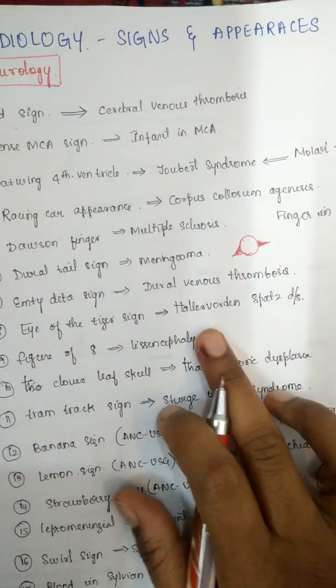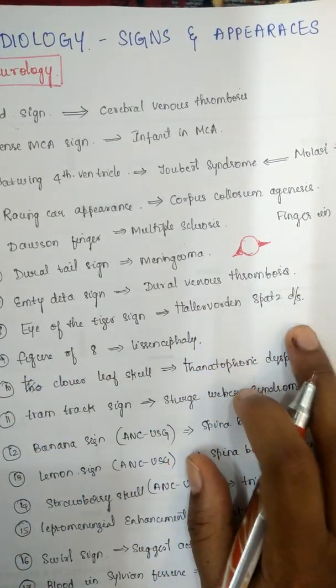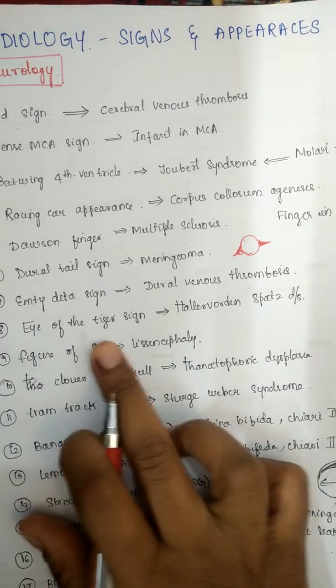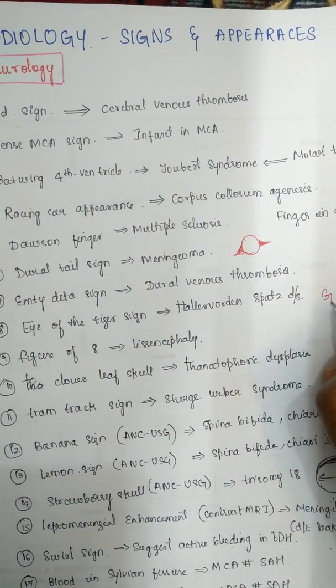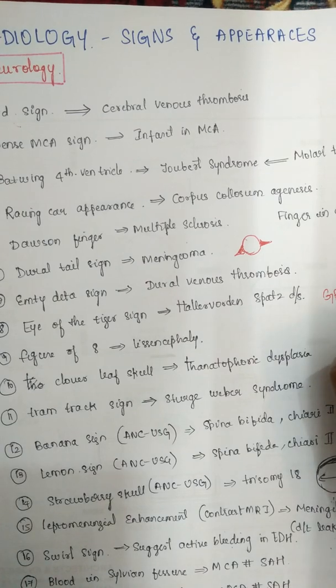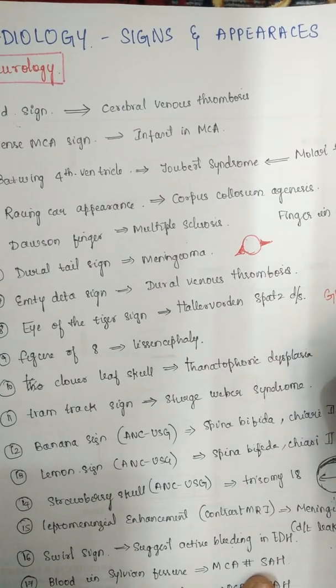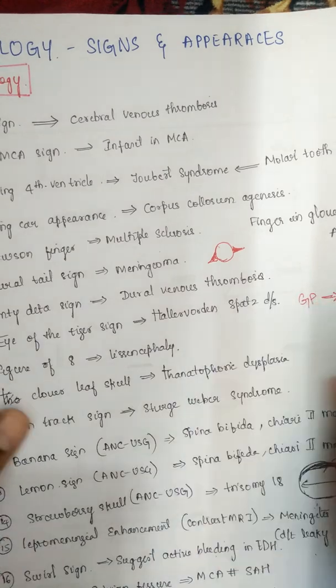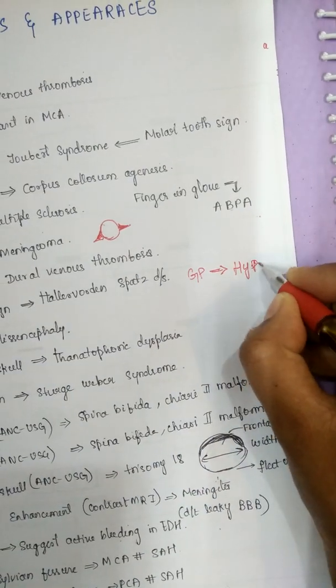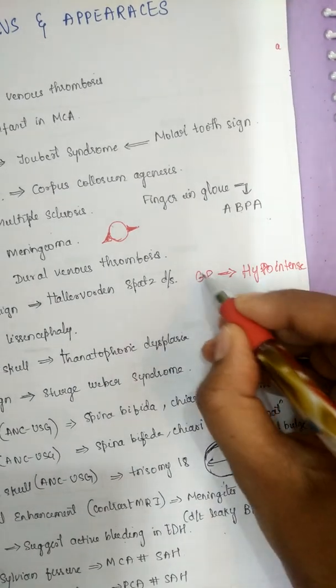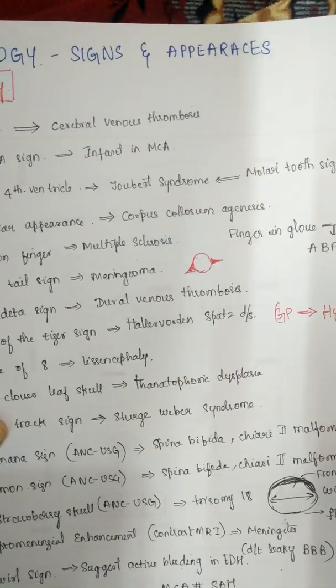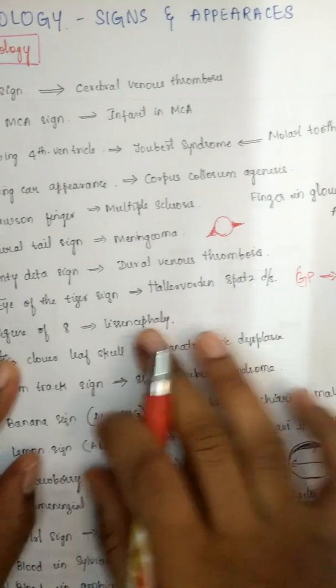Next is Hallervorden-Spatz disease. In this, there is the eye of the tiger sign. That is, the globus pallidus becomes hypointense. So this is known as the eye of the tiger appearance in Hallervorden-Spatz disease.